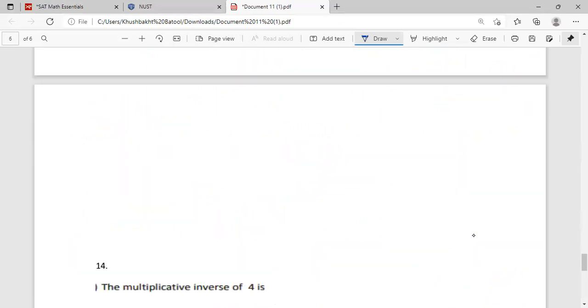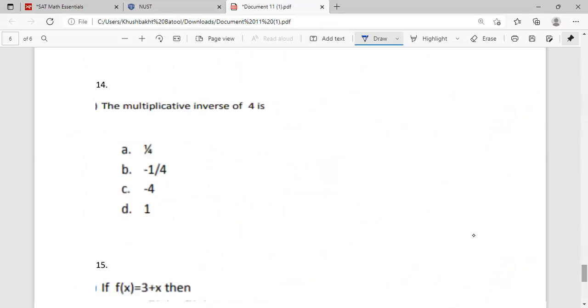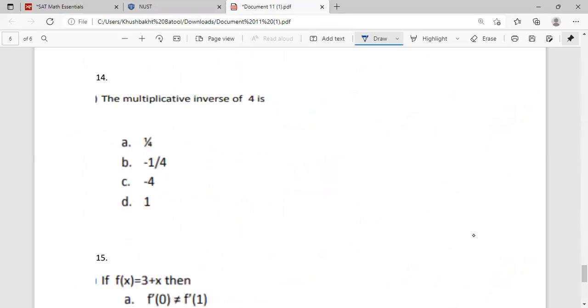Let's talk about the 14th question. The multiplicative inverse of 4 is, now the multiplicative inverse of A is 1 by A, right? Because the multiplicative inverse of A is A to the minus 1, that is 1 by A. So for 4, it would be 4 to the minus 1, that is 1 by 4. So A is the answer, right?